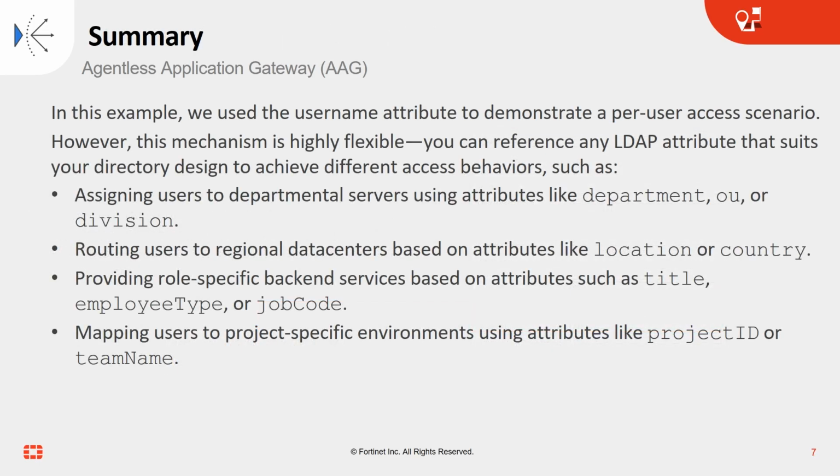In this example, we use the username attribute to demonstrate a per-user access scenario. However, this mechanism is highly flexible. You can reference any LDAP attribute that suits your directory design to achieve different access behaviors, such as assigning users to departmental servers using attributes like department, OU, or division, routing users to regional data centers based on attributes like location or country, providing role-specific backend services based on attributes such as title, employee type, or job code, mapping users to project-specific environments using attributes like project ID or team name.